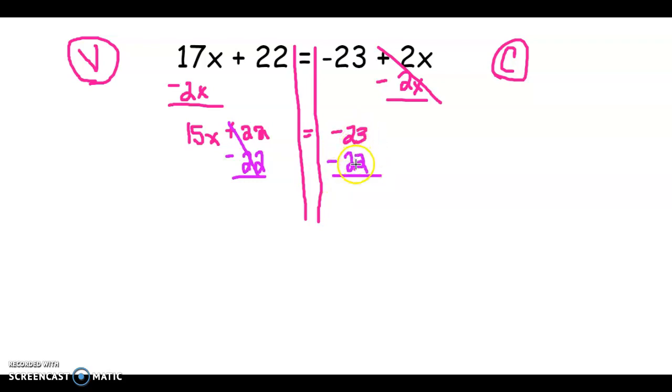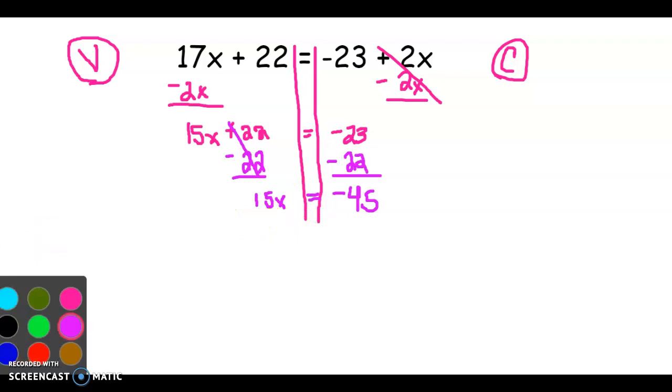Now notice signs are the same. I have 23 bad guys because negatives are bad guys. I have 22 more bad guys. So I have a total of 45 bad guys. Signs are the same, you find the sum, add. Over on this side, I still have a 15x. I'm going to bring that down, and my equal sign as well, because they always remain equal.